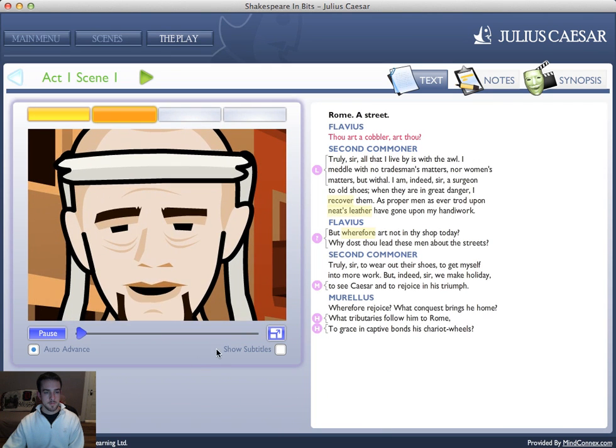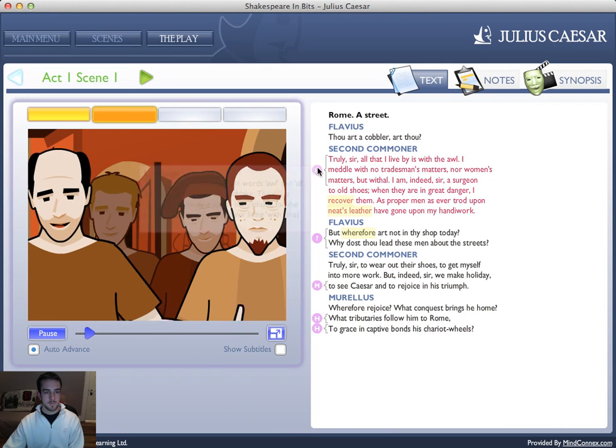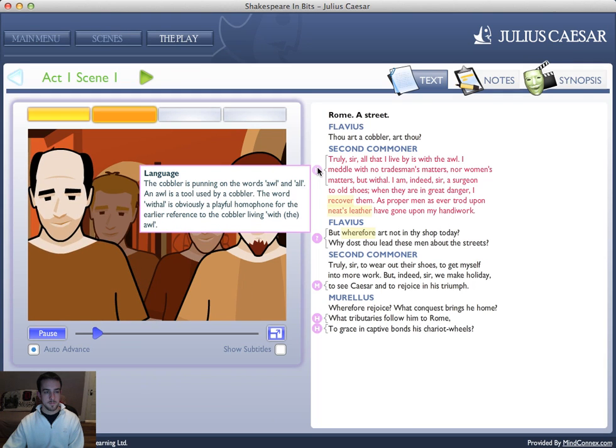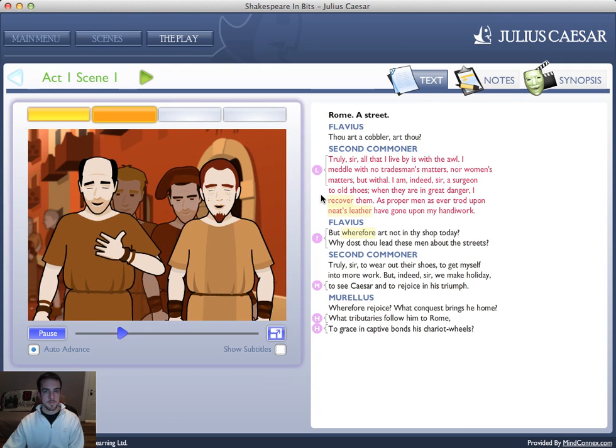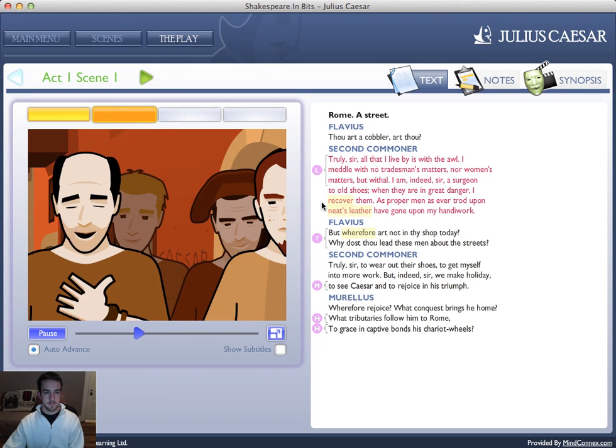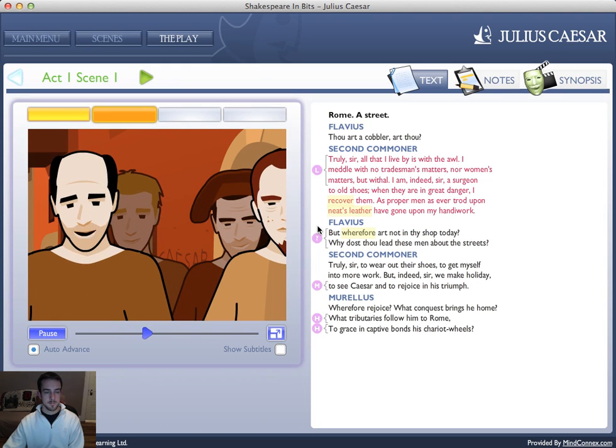Thou art a cobbler, art thou? Truly, sir, all that I live by is with the awl. I meddle with no tradesman's matters, nor women's matters, but withal I am indeed, sir, a surgeon to old shoes. When they are in great danger, I recover them. As proper men as ever trod upon neat's leather have gone upon my handiwork.